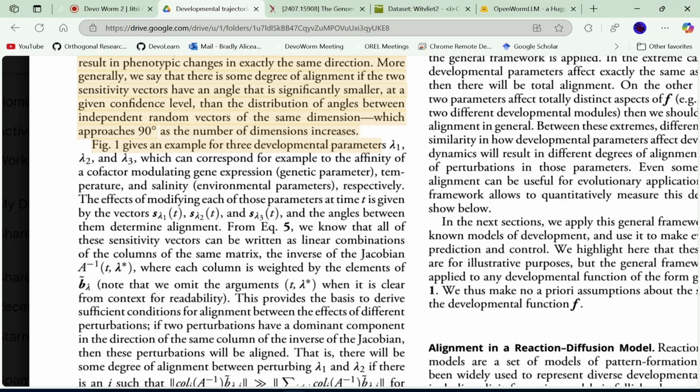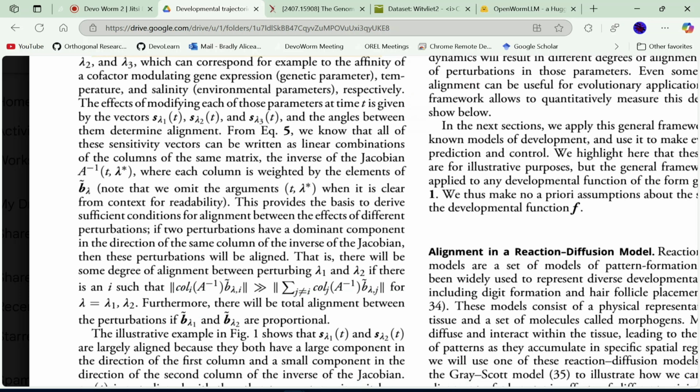The effects of modifying each of those parameters at time t are given by the vectors for 1, 2, and 3, and the angles between them determine alignment. From equation 5, we know that all the sensitivity vectors can be written as linear combinations of the columns of the same matrix, the inverse of the Jacobian, where each column is weighted by the elements. This provides the basis to derive sufficient conditions for alignment between the effects of different perturbations.